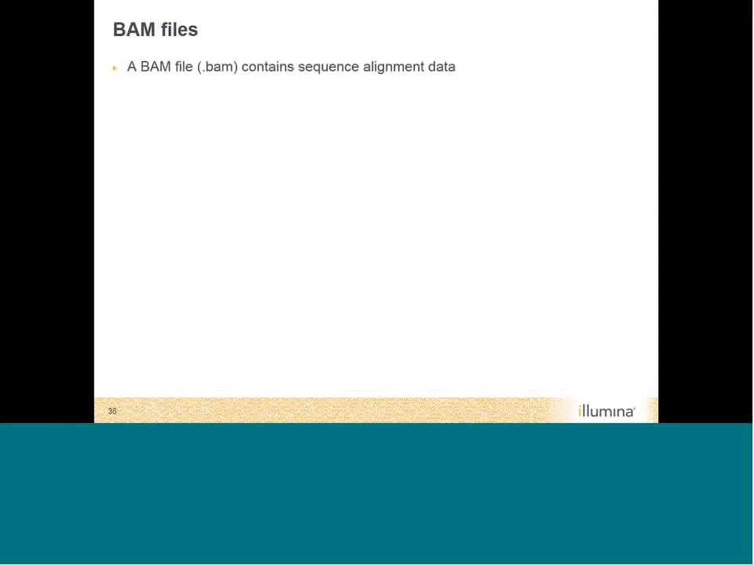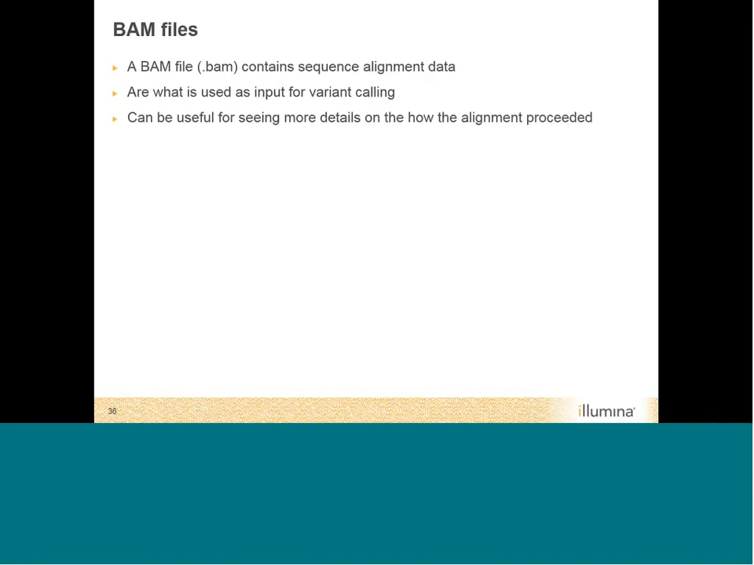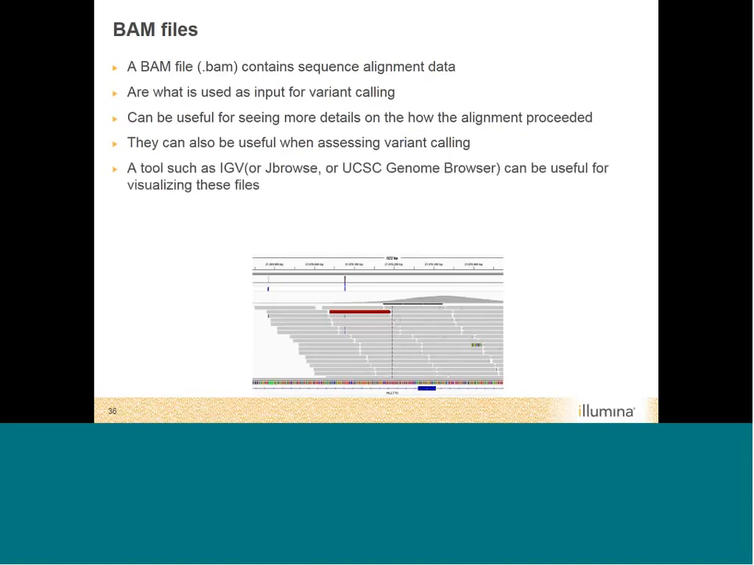So let's talk about BAM files. The BAM file contains the sequence alignment data. This is what is used as input for variant calling. It can be useful for seeing more details on how the alignment proceeded, and also something that we might want to look at when we're assessing the variant calling. For these files, we need a tool to visualize them. You can use tools like IGV or JBrowse or UCSC Genome Browser.